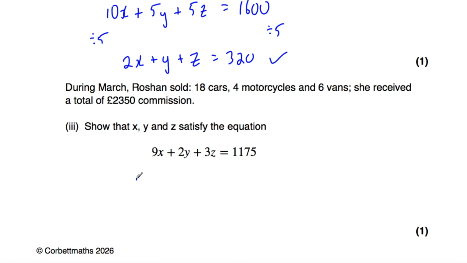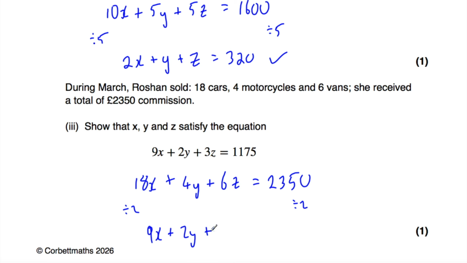So 18 cars, that's going to be 18x plus 4y plus 6z, because it's going to be 18 times x, 4 times y, and 6 times z, and that'll be our total commission, which is £2,350. Now we can divide everything by 2 there. If we divide everything on the left hand side of the equation by 2 and on the right hand side of the equation by 2, we get 9x plus 2y plus 3z is equal to £1,175. And that's it, we've shown that equation as well. So that's fantastic. So we've now found the 3 equations that we've been asked to find.